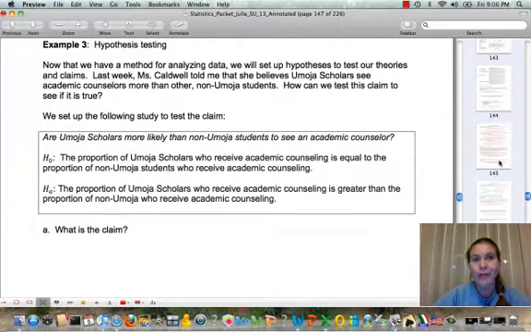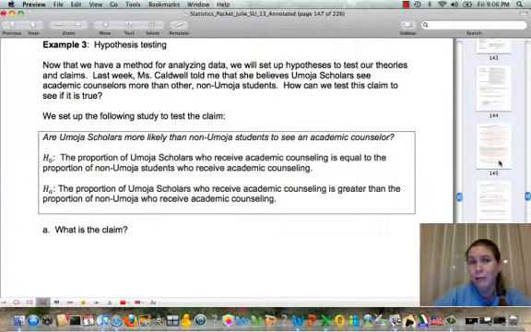This is example 3 on page 147, and it's about hypothesis testing. So far this semester we've developed methods for analyzing data, so we're going to move on and set up hypotheses to test our theories and claims. So this is an example that I had with an English professor at LMC.